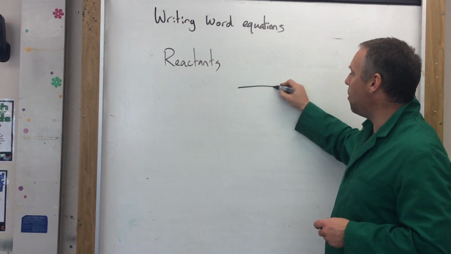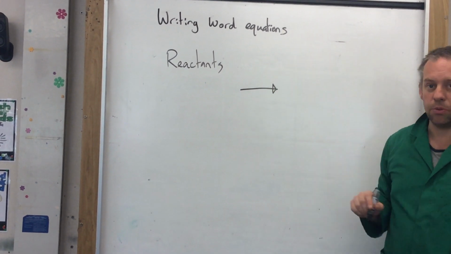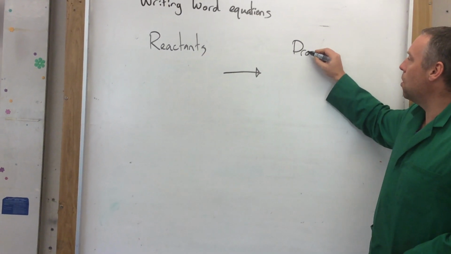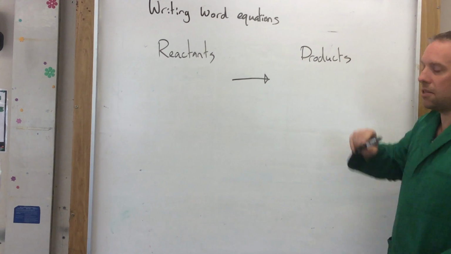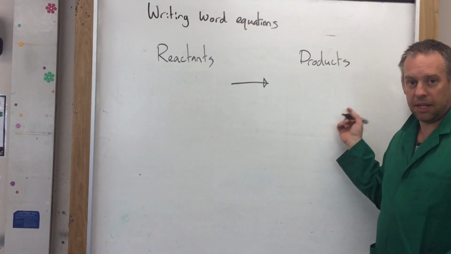There is an arrow that means will turn into, not an equals. Unlike a maths equation, we don't have an equals, we have an arrow. And then on the other side, we have products. And so they are whatever we get out of the experiment.